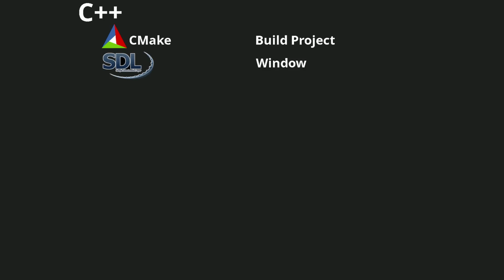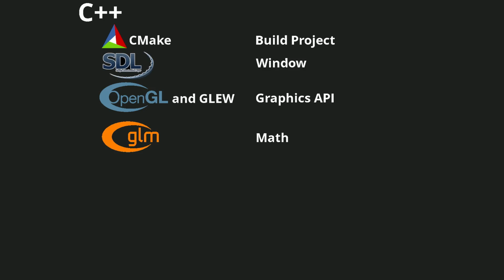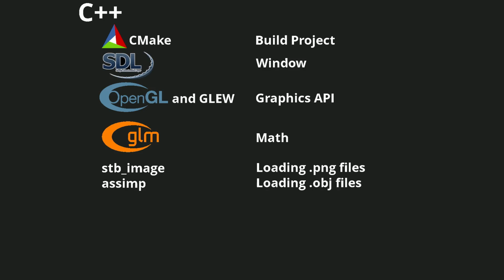So let's talk about what I used to make my game engine. I used C++ as the programming language. Then I used CMake to build the project. I used SDL to create a window, OpenGL and GLAD as the graphics API, GLM for math, STB image to load PNG files for textures. I used Assimp to load OBJ files for models.